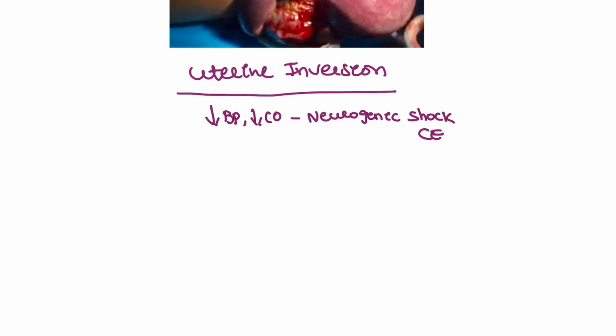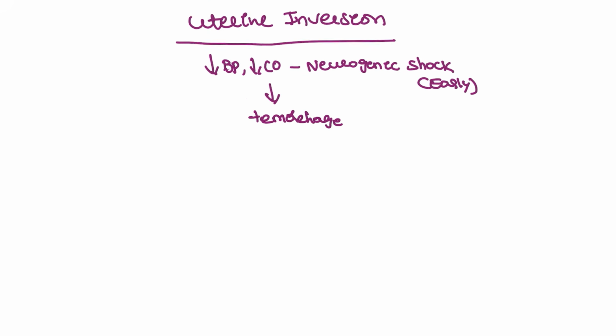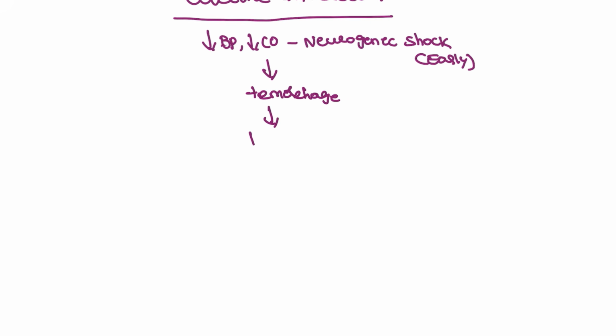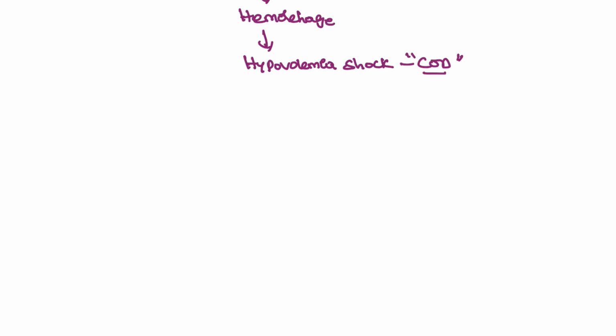This is the early phase. And after some time, what happens? There is hemorrhage. Uncontrolled, untraced bleeding will be seen, and this can cause hypovolemia in the patients. So the patient is already in shock. This can cause hypovolemic shock or hemorrhagic shock, and this can lead to the cause of death.